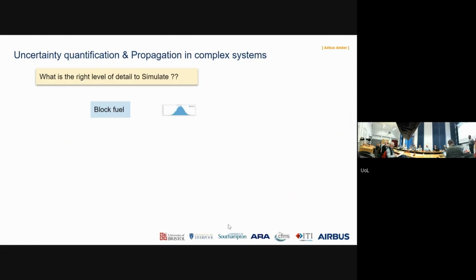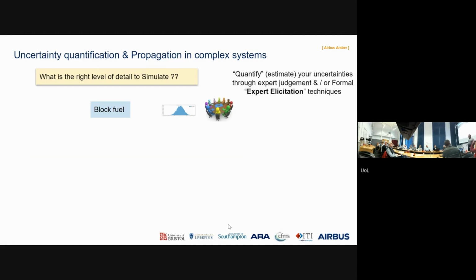So, in complex systems, what is the right level of detail to simulate in order to make your decisions? If we say in the early phases we're interested in our block fuel, the fuel consumption of the aircraft, what is the uncertainty on that prediction? Well, you could ask a load of experts. You get them at a table and you say, can you quantify the uncertainty that you have today based on the current knowledge of the aircraft and your previous expertise?